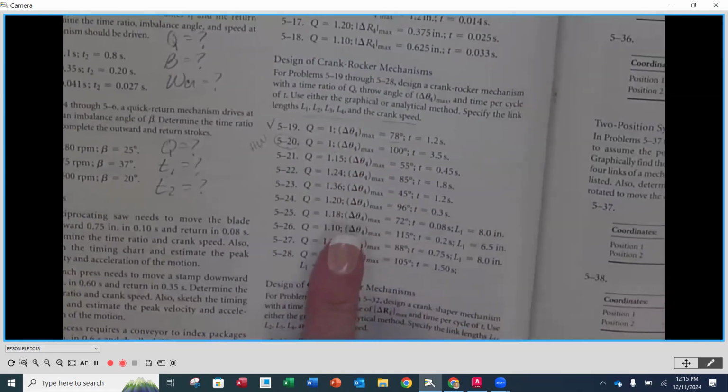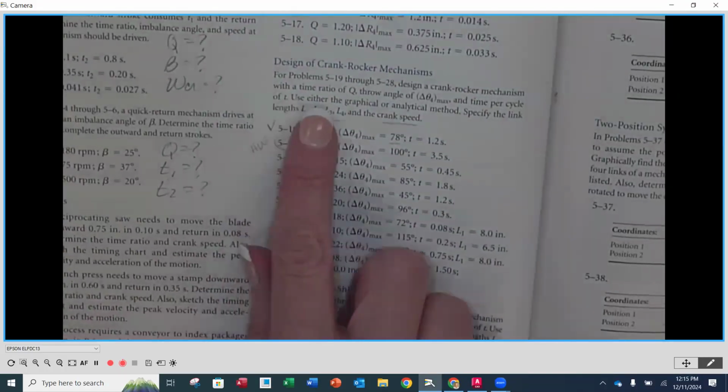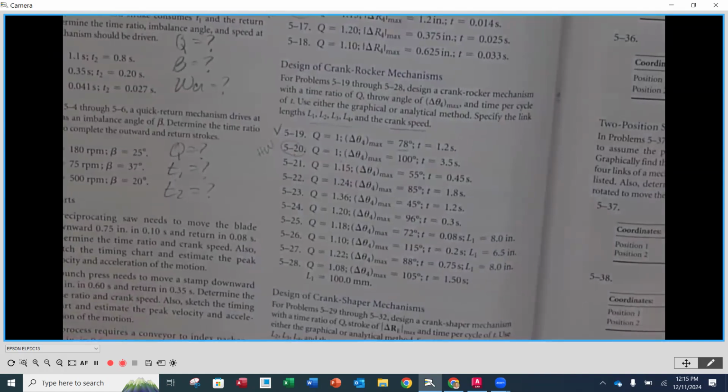Now you're going to notice that it kind of has that same setup as the section before. It says for these problems, 19 through 28, design a crank rocker mechanism for the time interval equal to Q. So for both of these, the time interval is going to be 1. As we know, when we have a time interval of 1, that means that the motion is going to be symmetrical. So we're going to have the same amount of time going to the extreme position in one direction and then back to the extreme position in the other.